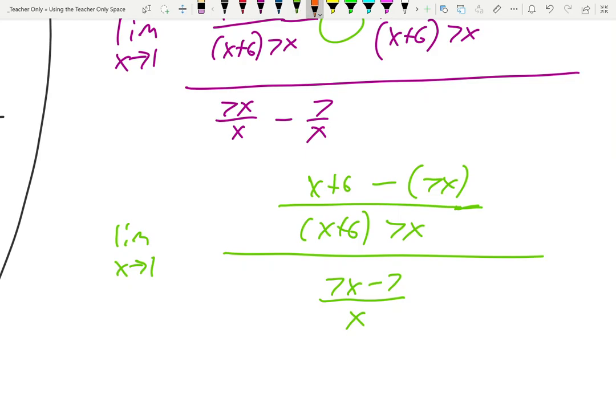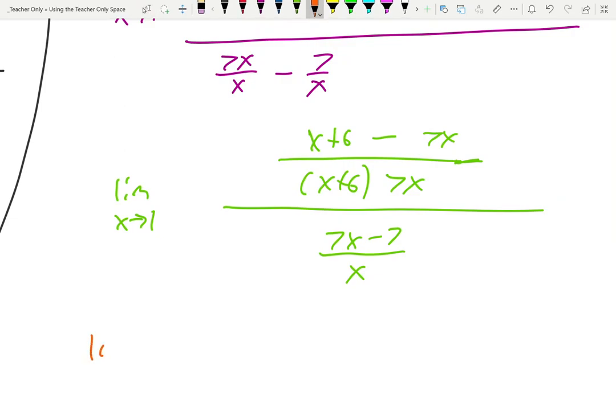Now, combine your like terms, right? So we'd say this is going to make negative 7x. I'll just kind of rewrite it like that. And so now we're going to say, all right, limit as x approaches 1.